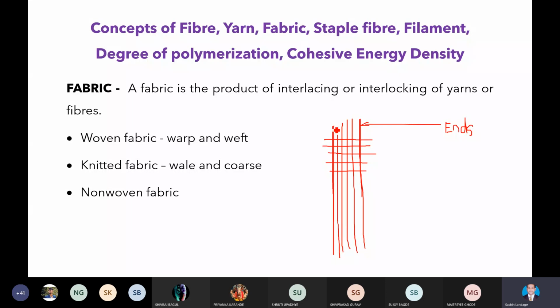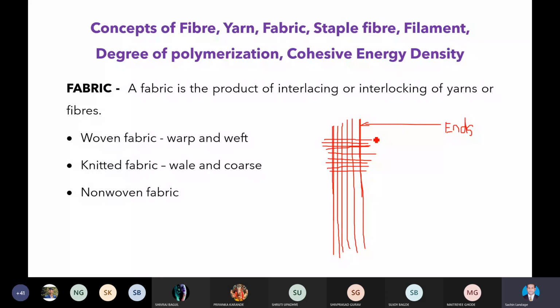So the warp is running parallel to the selvage, whereas the weft is running perpendicular to the selvage. Warp and weft are at a 90 degree angle. This is called interlacement. Now there are various ways. Whenever interlacement takes place, if the warp goes one up, one down, up, down, that is called a plain weave.